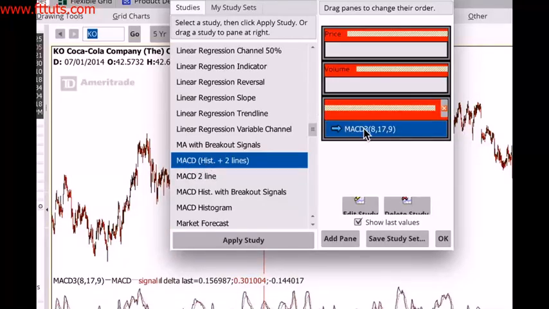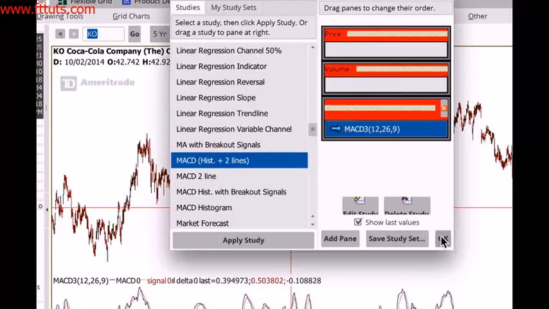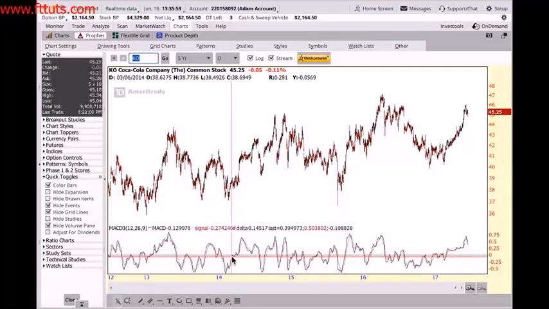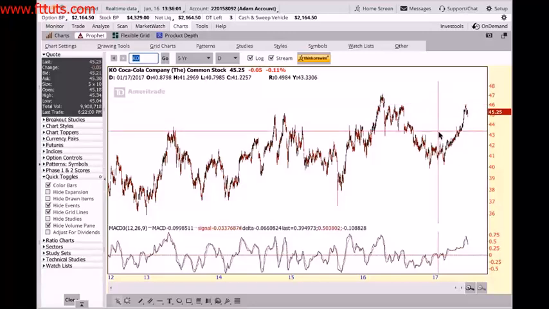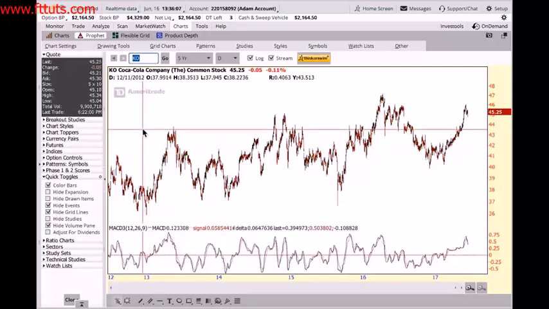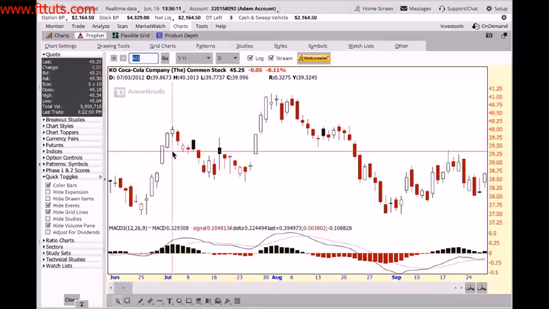And you have to configure the settings. I'm going to double click on that. Fast period 12, slow period 26, signal period 9. So click OK. There we go. What we have here is the MACD indicator below the price chart of Coca-Cola. So I'm going to zoom back. I'm going to go back 5 years in time. Let's say we zoom back somewhere over here.